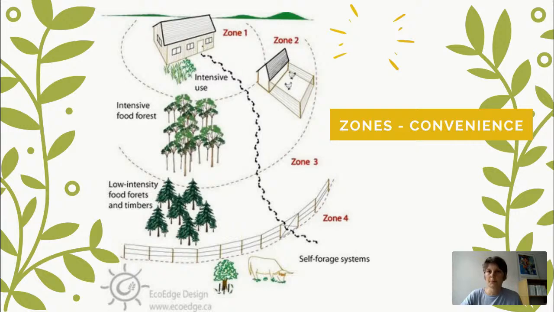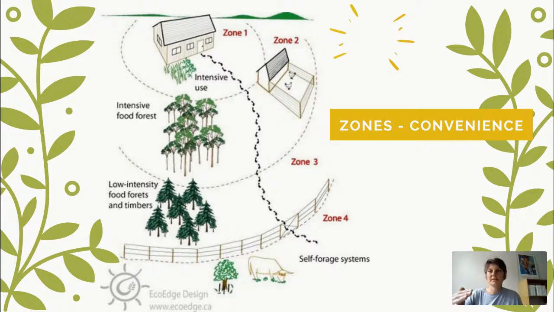For example, if it's a herbal garden, I think you can go there every day to pick some herbs for the tea or for the food. So it needs to be very close to the house. But if it's something like trees for wood, maybe you will go there once a year, twice a year, but not more. So it could be much farther away from the house.